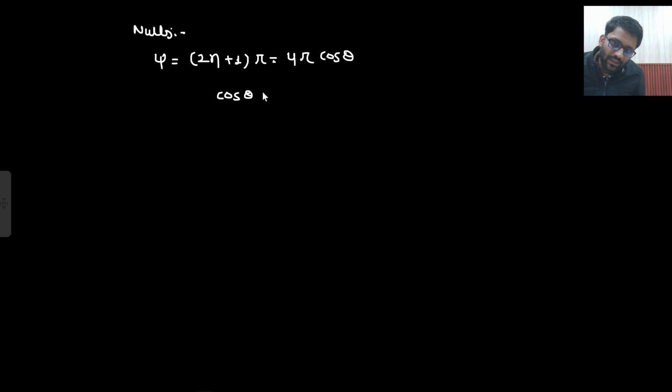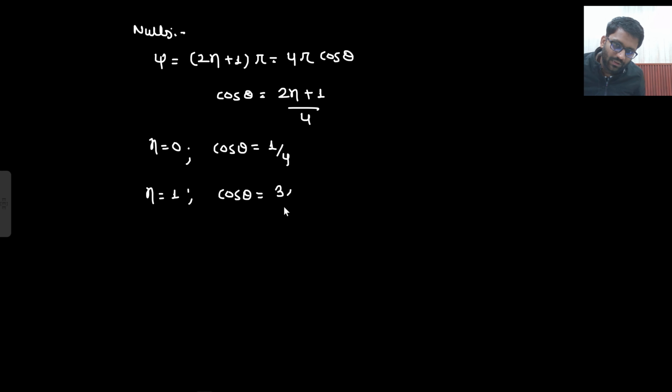So the phase difference 4 pi cos theta should be equal to (2n plus 1) pi. So cos theta is equal to (2n plus 1) by 4. Now I put values of n. If I put n equals 0, cos theta is equal to 1 by 4. If I put n equals 1, cos theta is equal to 3 by 4. If I put n equals minus 1, it would be minus 1 by 4.